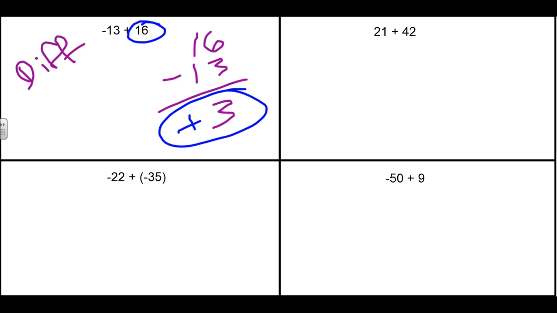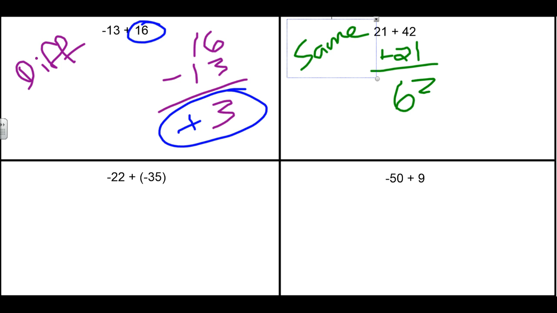For the second one, we have the same sign. Addition with positive addends, that's familiar for us. 42 plus 21 is 63, and of course both addends are positive, so your sum is also positive, 63.